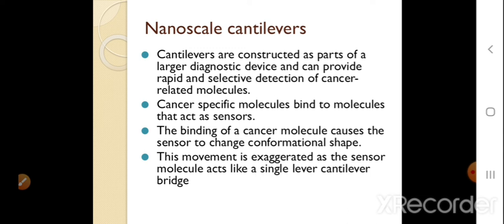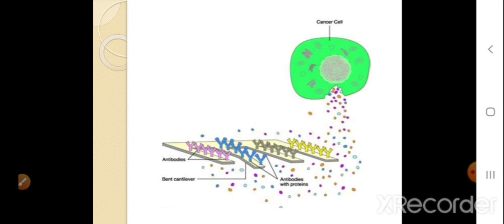Let's have a look at the cantilever. So, this is a cantilever structure. This is a part of a larger device. Now, from this image we can observe how cancer cells have biomarkers, the substances or the cell surface markers which are present on the cancer cell. These are the molecules which are identified by the antibodies which are present on the cantilevers.